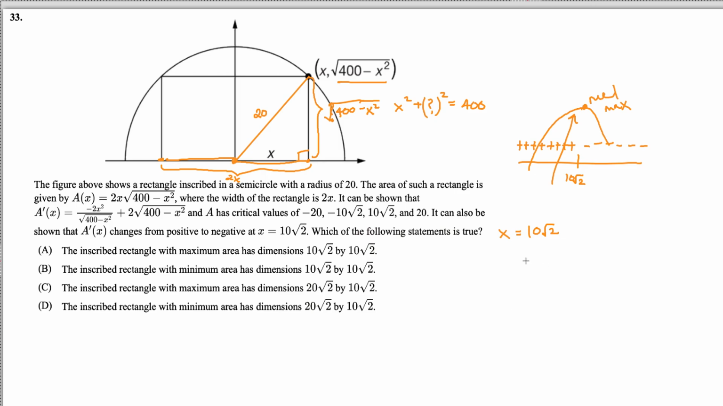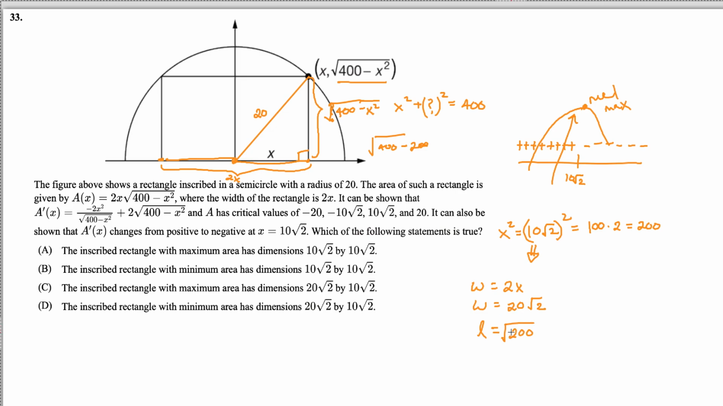Okay, careful. Now, this x value, that's not the width. The width is equal to 2 times whatever x is. And in this case, x is 10 root 2, so 20 root 2 is the width. And the length is given by this function in terms of x, so it's the square root of 400 minus 200, because x squared, when x is 10 root 2, is 100 times 2. It's 200. So it's the square root of 200.